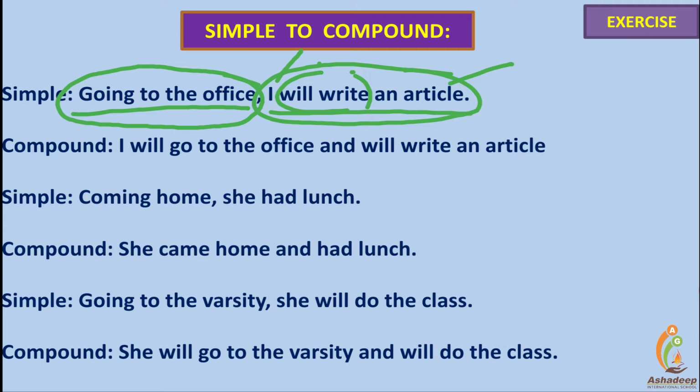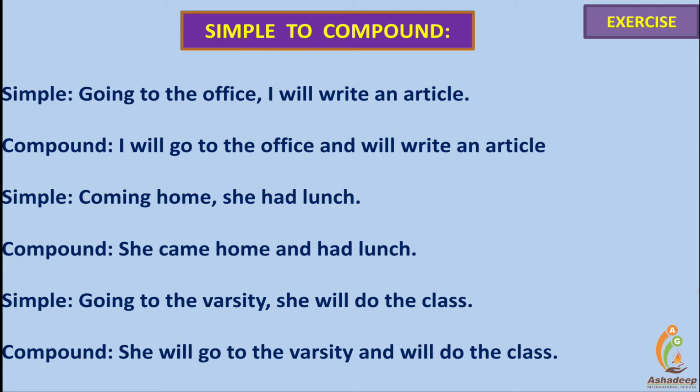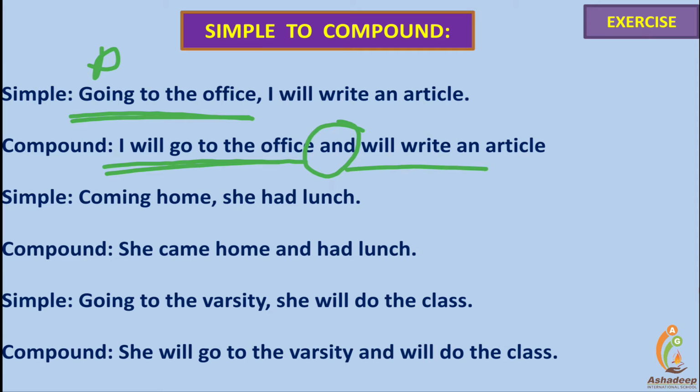While the first part is a phrase, it does not contain a subject. Now, to convert the sentence into a compound one, it requires two clauses, two complete sentences. Both should have subject and verb. So, to change the given phrase into a sentence, we will add a subject. I go to the office and will write an article.